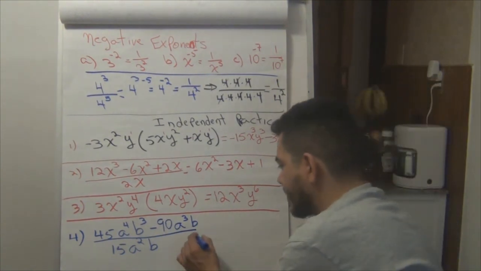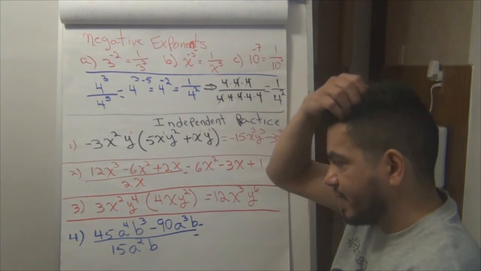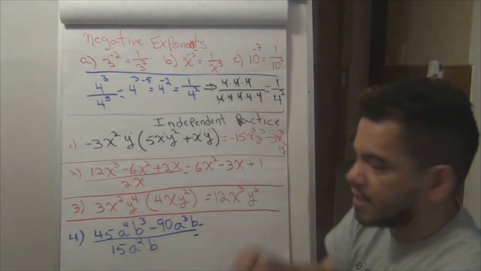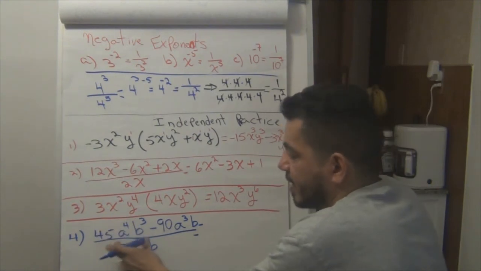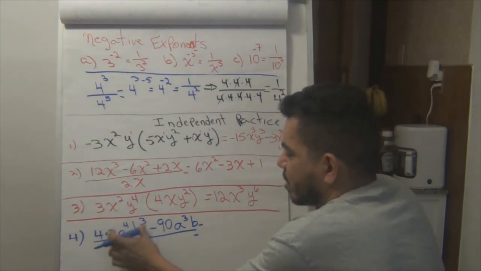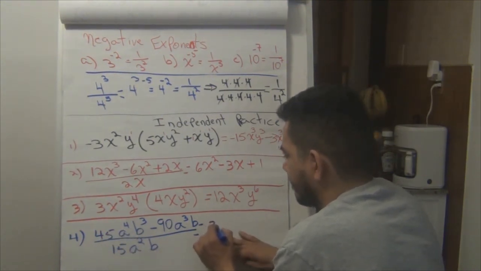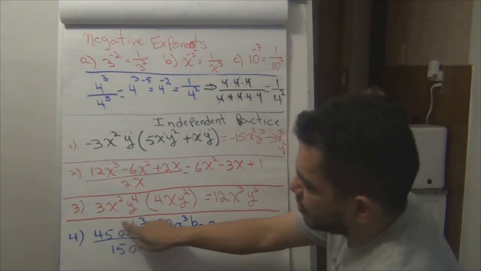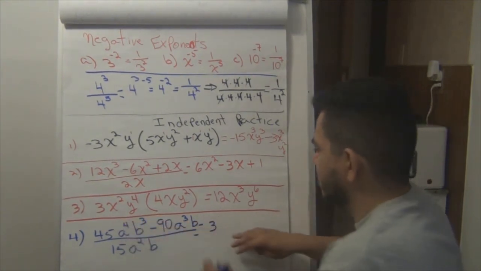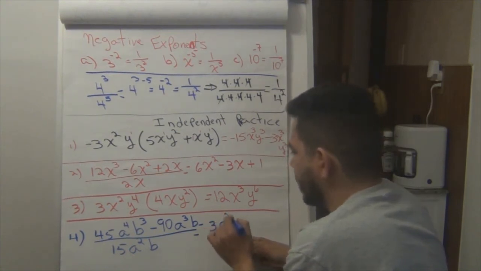Alright, so how do I tackle this problem? Well, remember, coefficients will be divided. Bases' exponents will be subtracted. So let's see, 45, and remember, this is divided by that and this is also divided by that. So 45 divided by 15 is 3. a to the 4th divided by a squared is a to the 4 minus 2. So that is a squared.